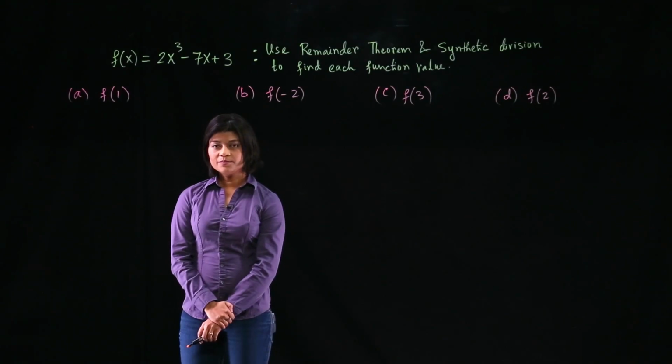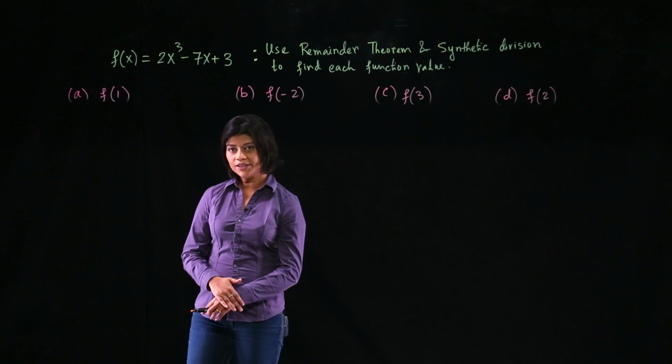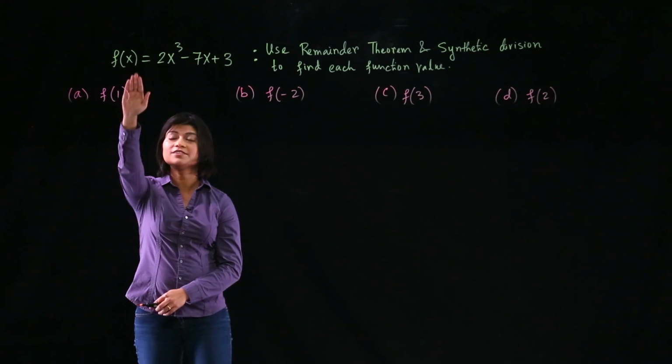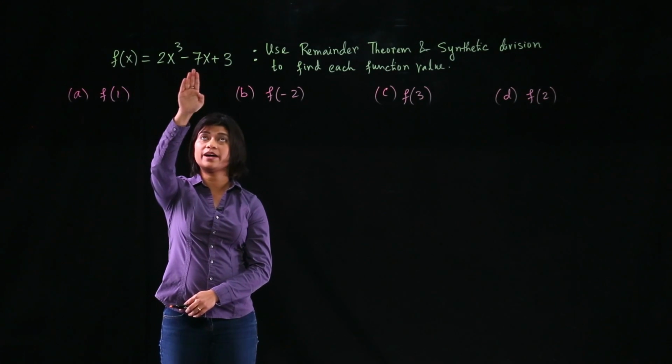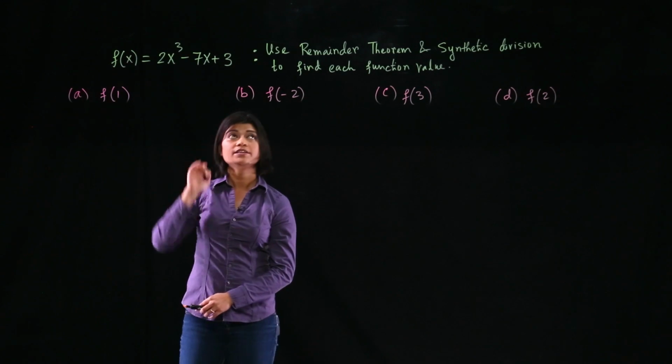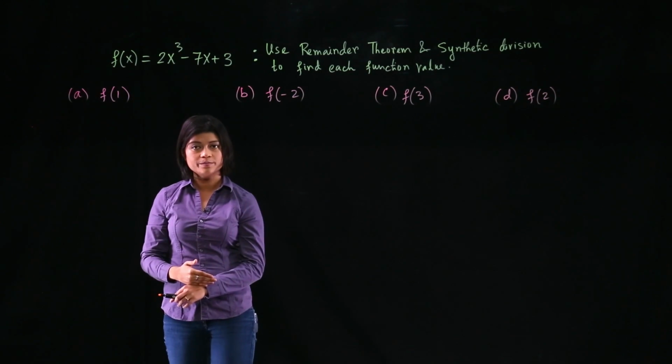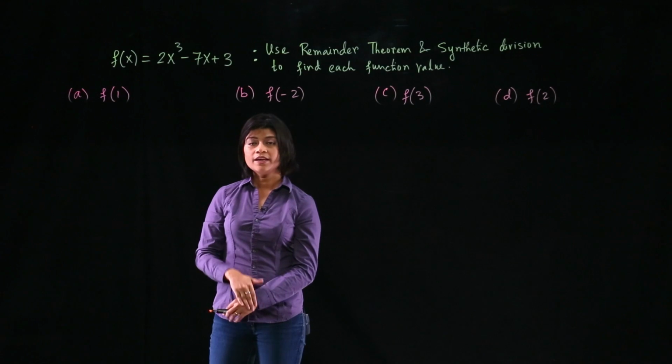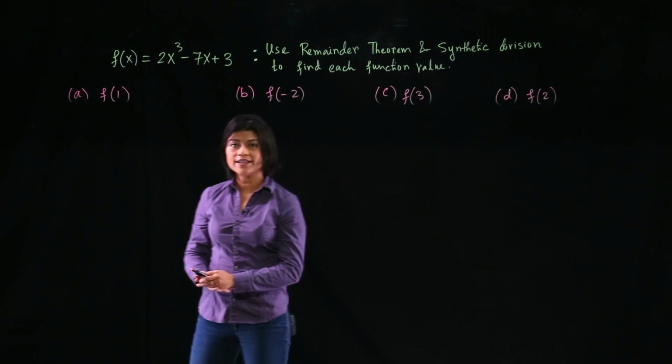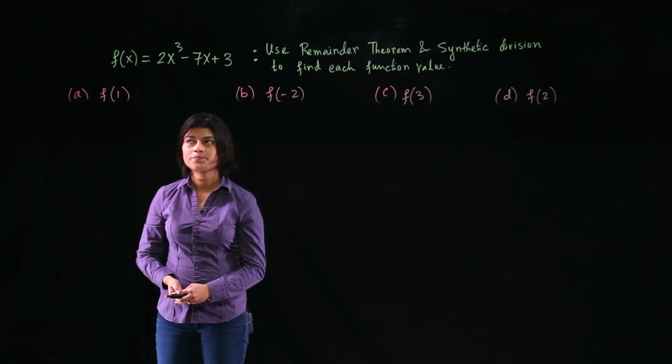Hi, I'm Papia. In this problem, we have to find various function values of this given function, 2x cubed minus 7x plus 3, using remainder theorem and synthetic division. And then we also have to verify our answer using a different method.